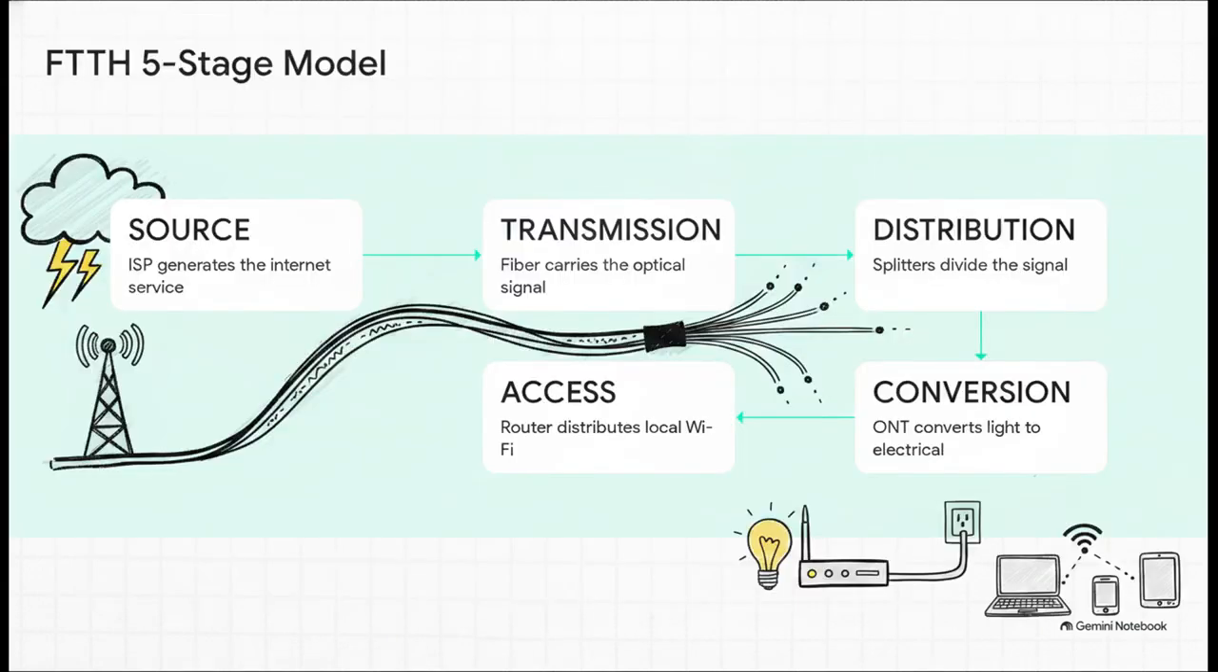To really wrap our heads around this, let's trace the signal using a really straightforward 5-stage model. Stage 1 is the source. That's the ISP generating the internet service. Stage 2 is transmission, where massive feeder fibers haul that optical signal. Stage 3 is distribution, where splitters divide the signal for individual neighborhoods. Stage 4 is conversion, where a device at your house turns that light back into an electrical connection. And finally, Stage 5, access. That's your router beaming it to your phone or laptop.